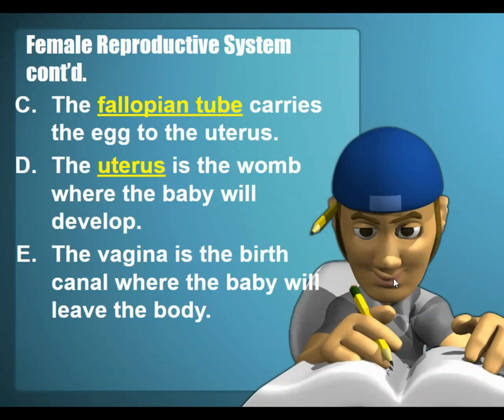In a female, when you go from the ovaries, the egg travels down the fallopian tube to be carried to the uterus, and the uterus is the womb where the baby will develop. The uterus is a muscular sac, and that's where the baby can develop. The vagina is the birth canal where the baby will leave the body.